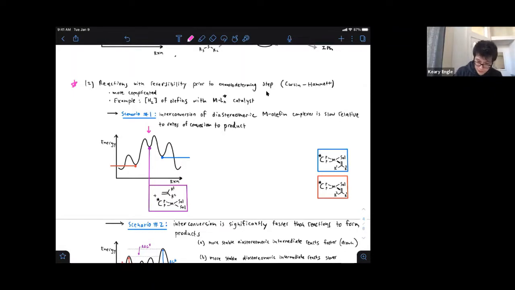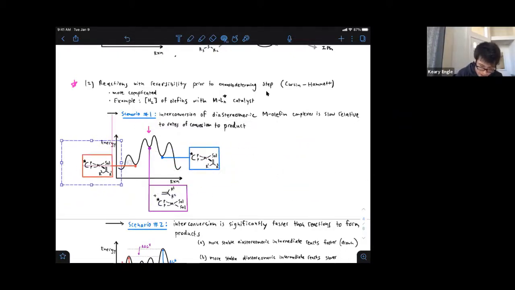And then you will get to two intermediates that are diastereomeric, where the alkene can either coordinate on the open coordination site to one face or the opposite face. And these two diastereomeric intermediates will have different energies associated with them. As drawn, the red one is more stable.